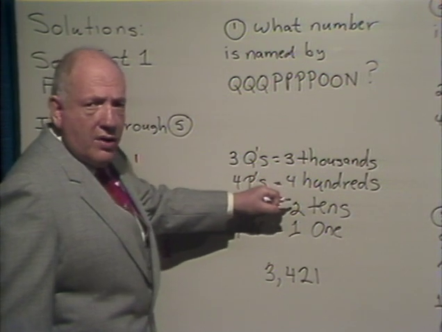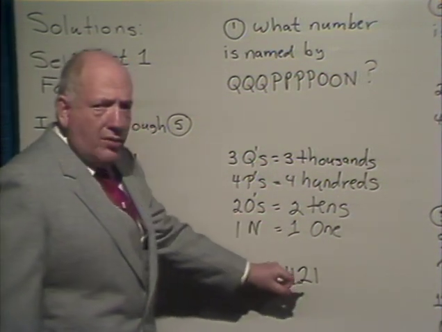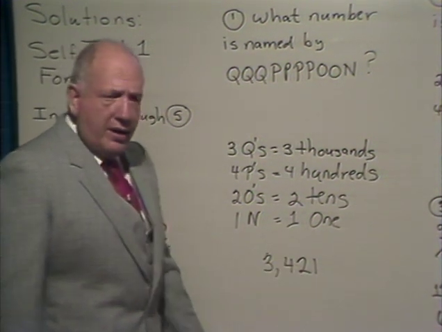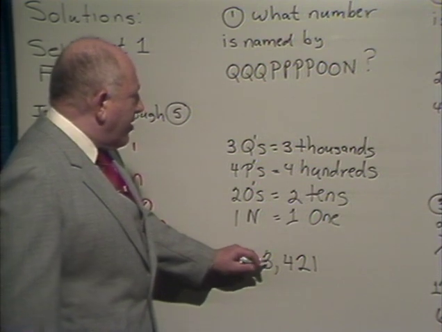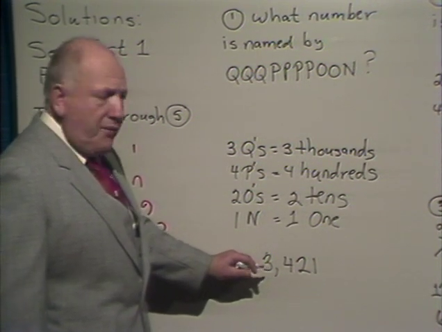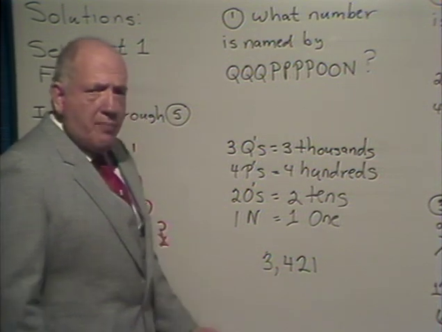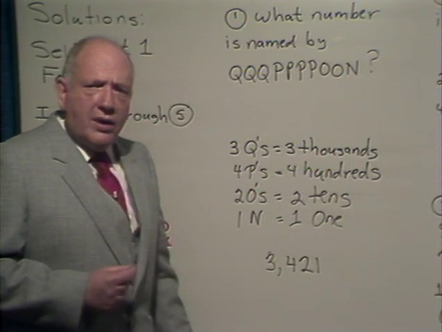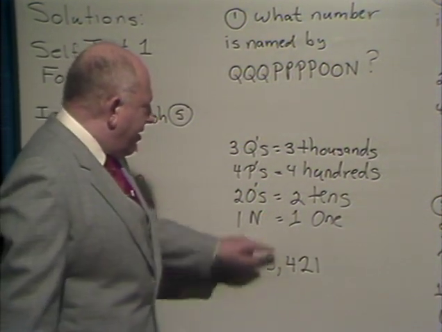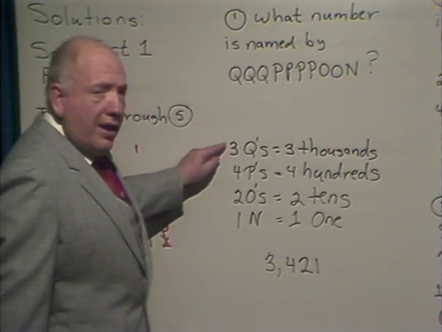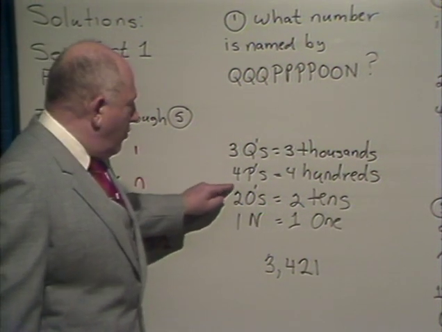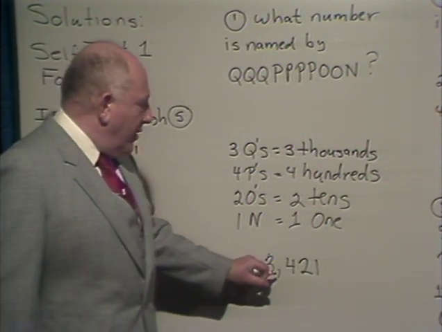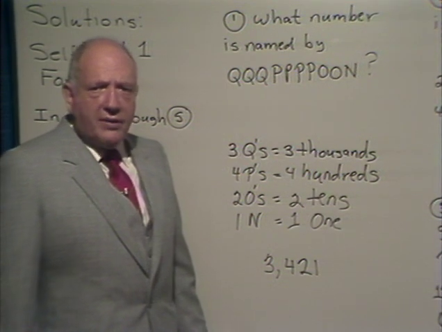3,000, 400, 2 tens, and a 1, which in our modern notation would be read as 3,421 and would be written this way. This is obviously much less cumbersome than writing 3 Q's, 4 P's, 2 O's, and 1 N. But remember how we measure progress. We measure by what the thing replaced, not what it was replaced by. Granted that this is less messy than this, keep in mind that 3 Q's, 4 P's, 2 O's, and an N is certainly a lot more convenient than having to write 3,421 separate tally marks.